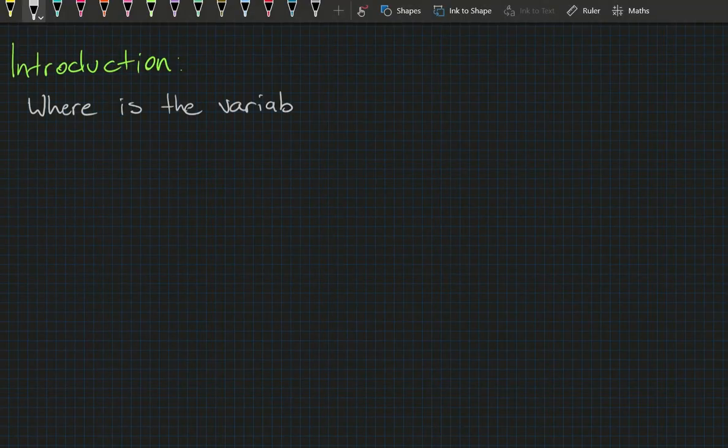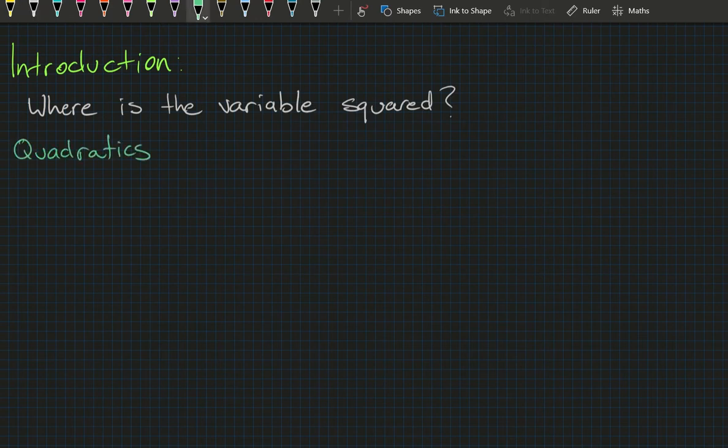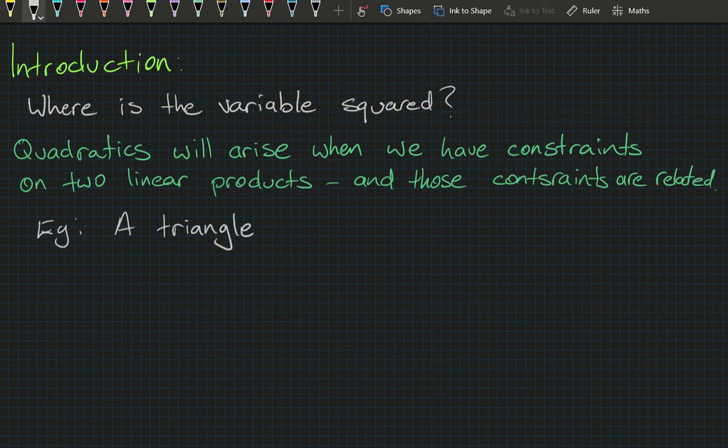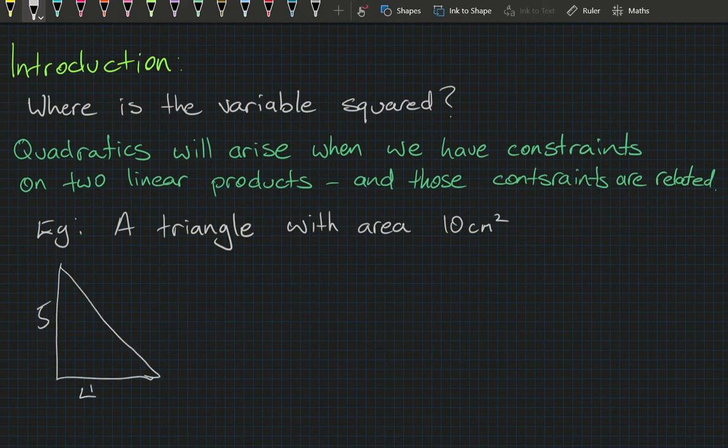Where is the variable squared? That is the question. Quadratics will arise when we have constraints on two linear products and those constraints are related. So for example, if we were asked to draw a triangle that had an area of 10 centimeters squared, we could draw one with a height of 5 and a width of 4. And of course this has an area of base times height divided by 2, i.e. 4 times 5 divided by 2, which is 10.